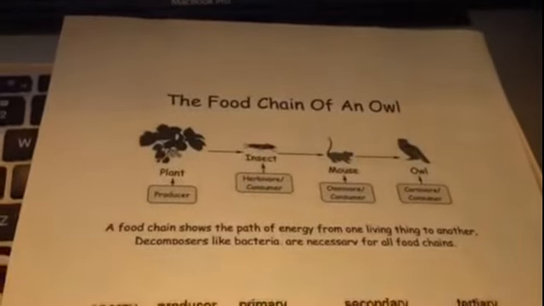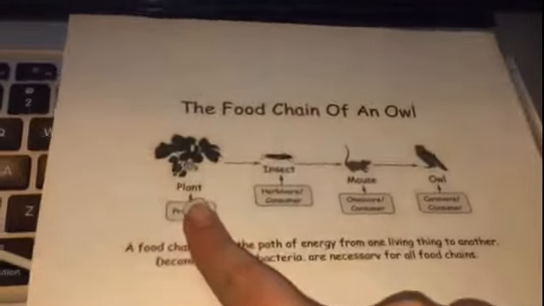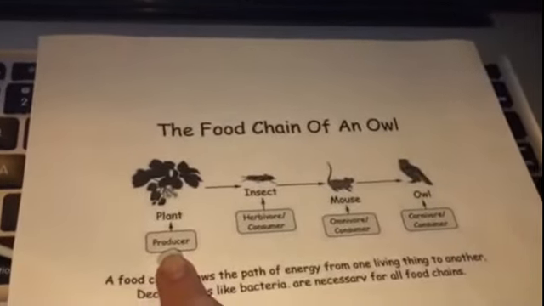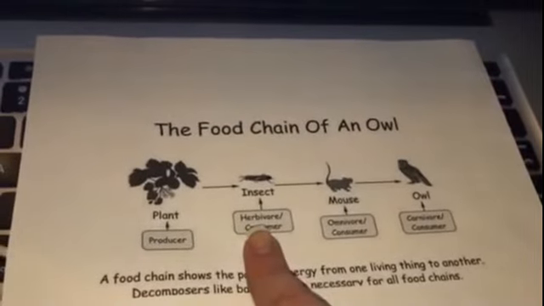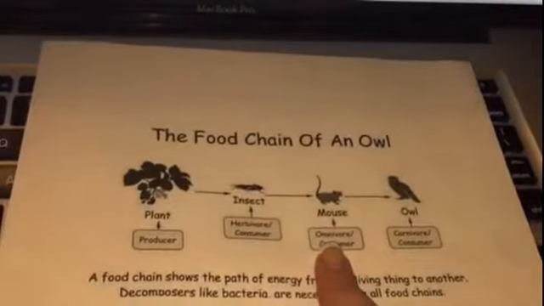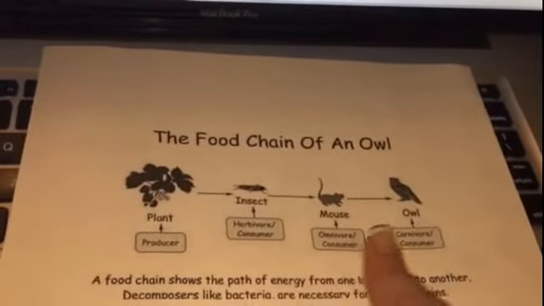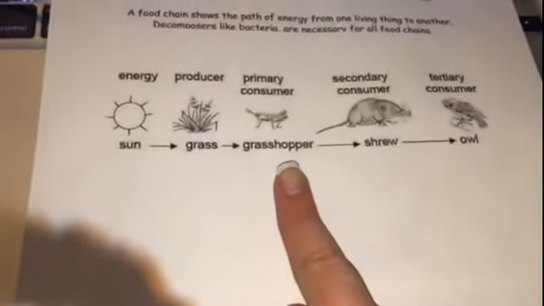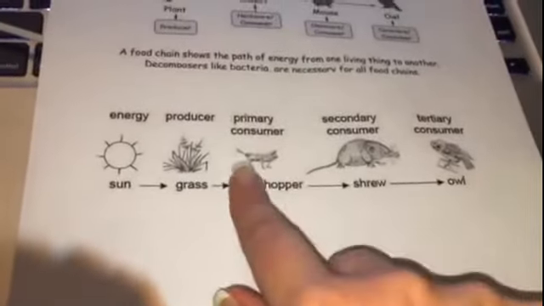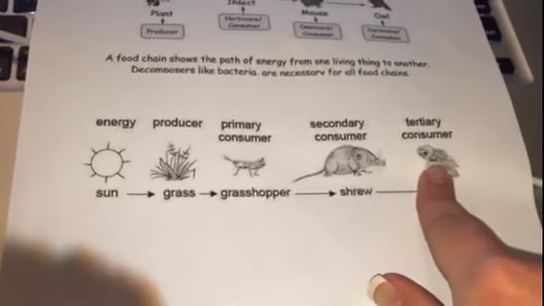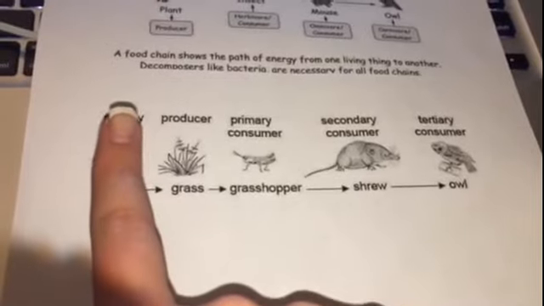off of. In the food chain of the owl, for this example, it starts with the plant, which is the producer, and then it goes to the insect, which is a consumer, and then it goes to the mouse, which is a consumer, and then it goes to the owl, which is a consumer. I like this example right here more because it specifies which is the primary, secondary, and tertiary consumer. You don't need to add the sun and energy.